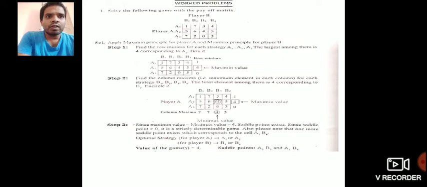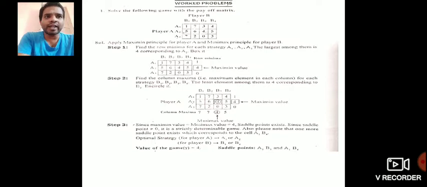Now here, the maximin value is 4 and the minimax value is 4. Now tell me where they intersect. They intersect at A2 to B3. The A2 B3 cell element is also 4. That indicates that 4 is the value of the game.